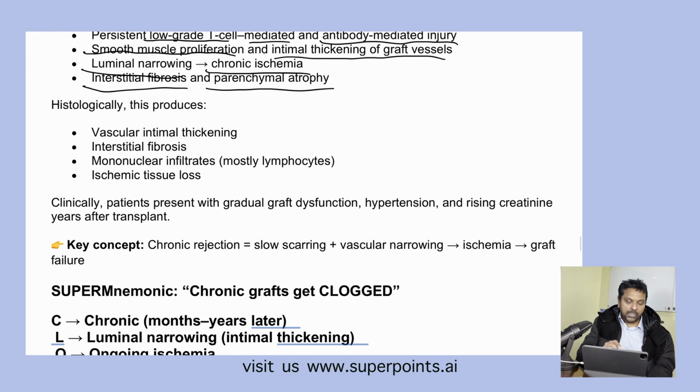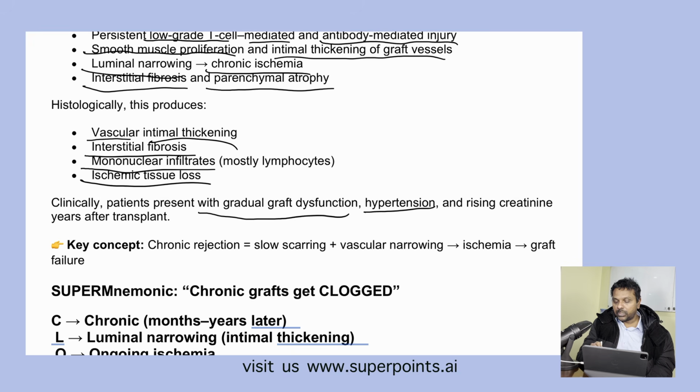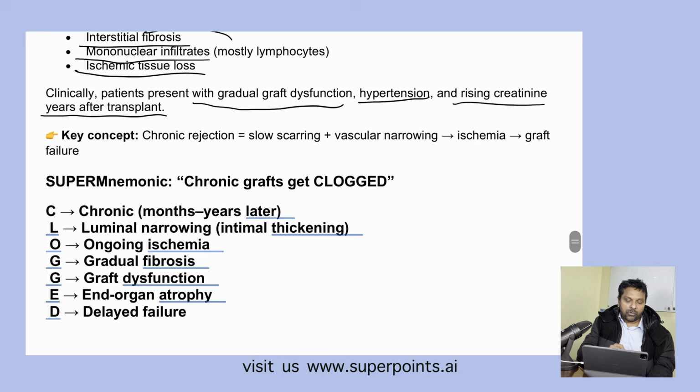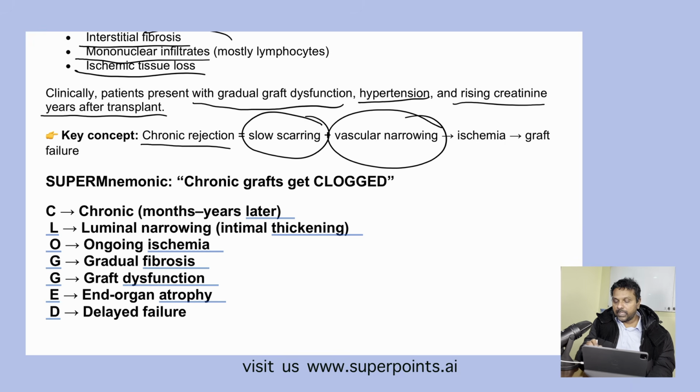So histologically, this produces vascular intimal thickening, interstitial fibrosis, mononuclear infiltrates, ischemic tissue loss. Clinically, patients present with gradual graft dysfunction, hypertension, rising creatinine years after transplant. So chronic rejection is slow scarring, vascular narrowing, ischemia, and graft failure.